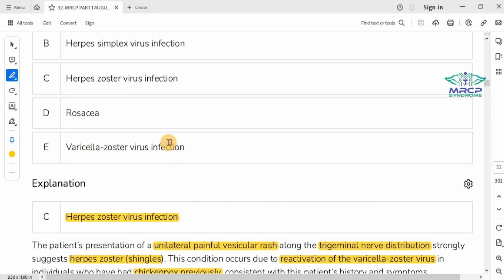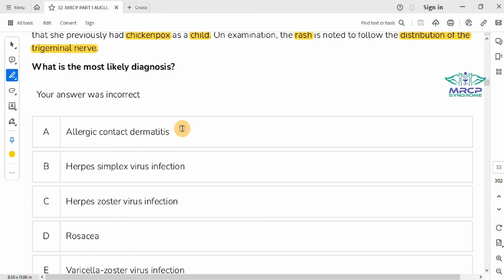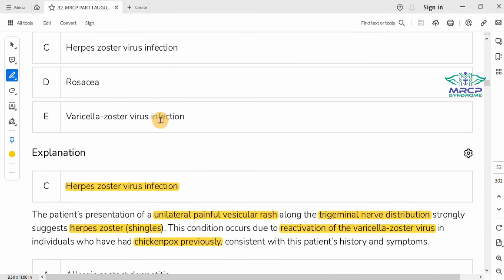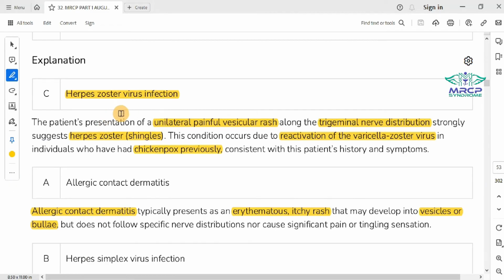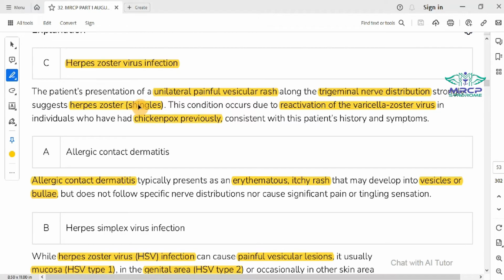And varicella zoster virus infection usually causes chickenpox. So there would be a widespread generalized rash, but here the rash is localized, and it is a unilateral rash. The patient's presentation of a unilateral painful vesicular rash along with the trigeminal nerve distribution strongly suggests herpes zoster. This condition occurs due to reactivation of the varicella zoster virus in individuals who have had chickenpox previously, consistent with this patient's history and symptoms.